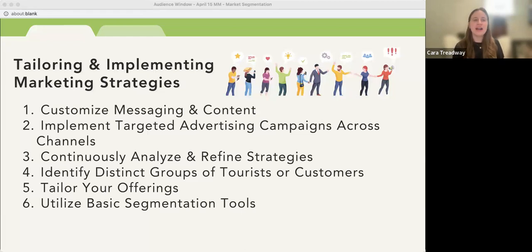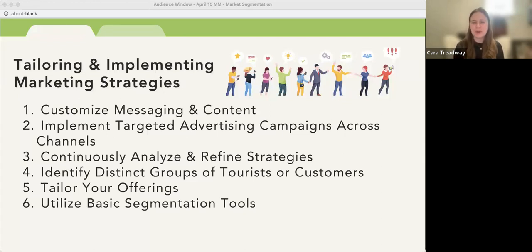Firstly, we can begin by identifying distinct groups of tourists or customers. Start by compiling a list of the various types of tourists who visit your area, such as history enthusiasts, outdoor lovers, families, and so on. Similarly, if you run a business, you can create a list of different types of people who frequent your establishment or your events.